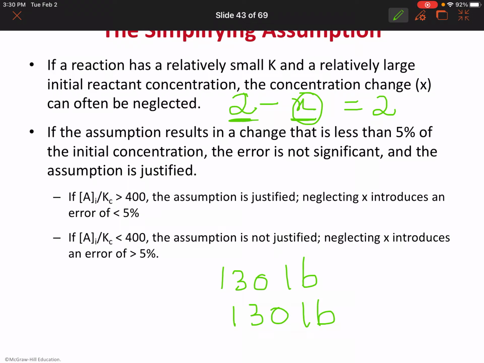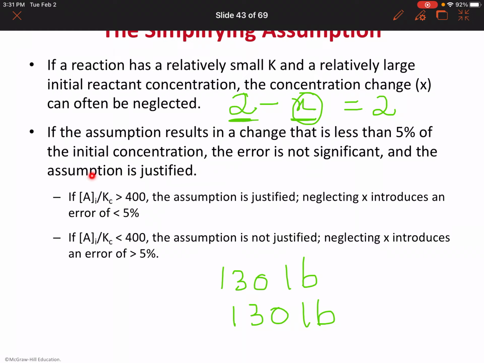Now, if the assumption results in a change, how do you see if the assumption is valid? If the assumption results in a change that is less than 5% of the initial concentration, the error is not significant and the assumption is justified.